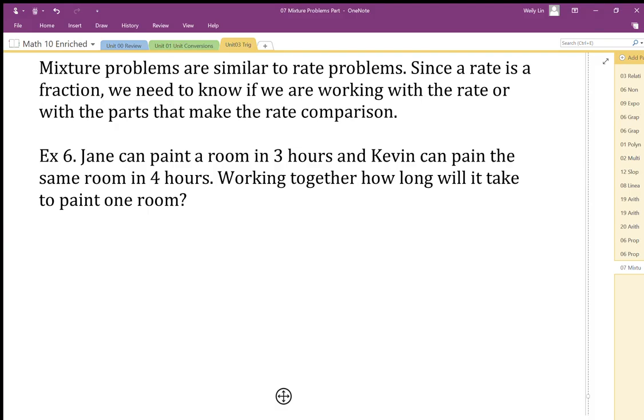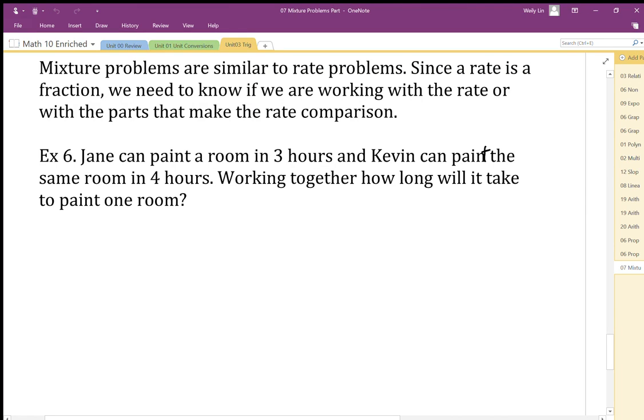So we have a problem here that Jane can paint a room in 3 hours and Kevin can paint the same room in 4 hours. Working together, how long will it take to paint one room? Well, if we just add these two together, it doesn't make sense, because if one person can do it in 3 hours, they both working together and helping each other out are going to do it in 7 hours. So that doesn't really make sense.